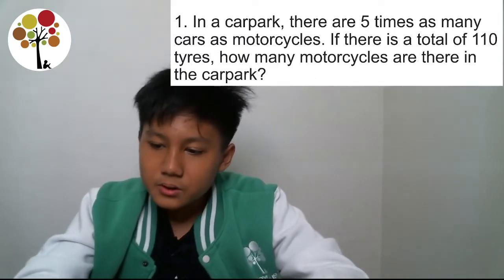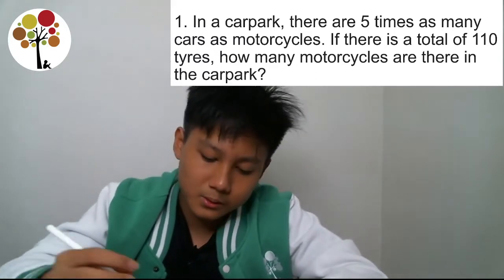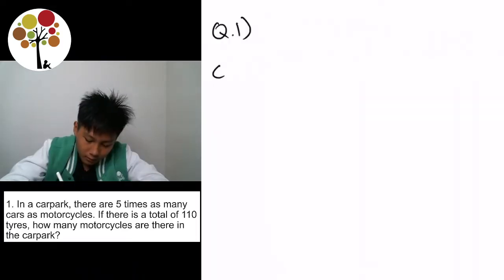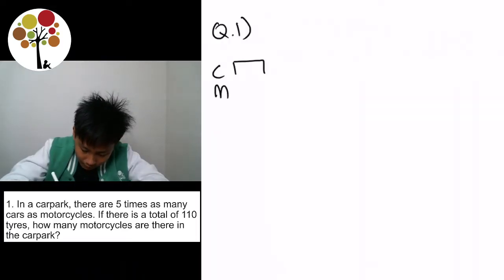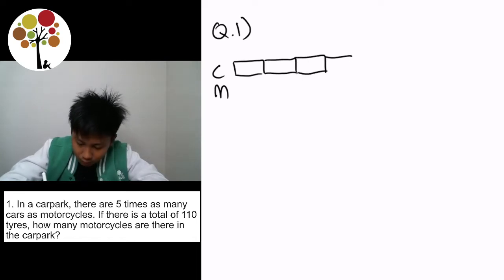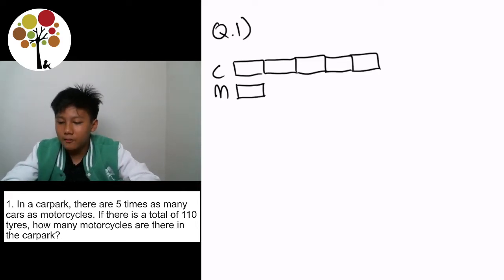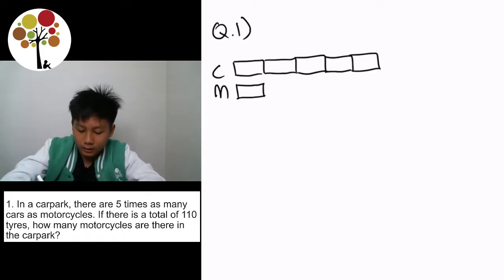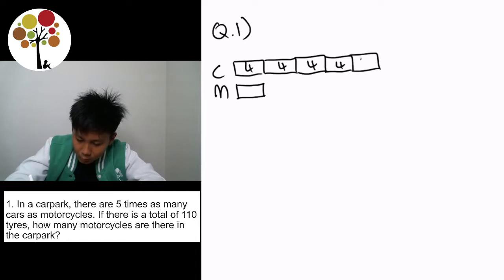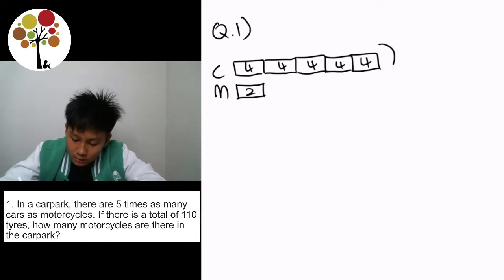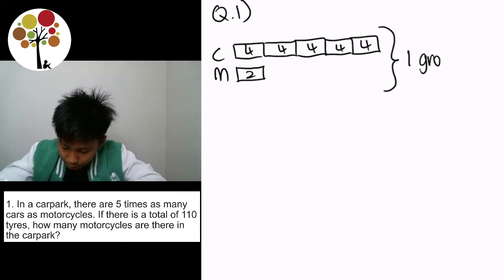So, first, we know that there are 5 times as many cars as motorcycles, so we're just going to draw a model for that first. So, 5 bars for cars, 3, 4, 5, then motorcycles. And in every car, I'm sure you know, there are 4 tires, so I'm going to put 4 in each bar. And in a motorcycle, there are only 2 tires, so 2. And all this is considered as one group.